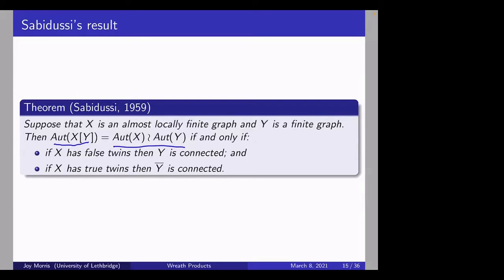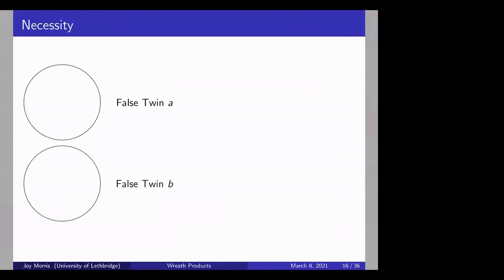Okay, so with that digression, let me explain why this condition is necessary, and then I'll explain the other one, but the explanations are very similar. So let's suppose that this condition is not fulfilled, so that X has false twins, but Y is not connected. All right, so our big graph X has false twins, so it has these two vertices that I've blown up into big copies, and they have all of the same neighbors. They're not adjacent to each other, but otherwise they have all of the same neighbors.